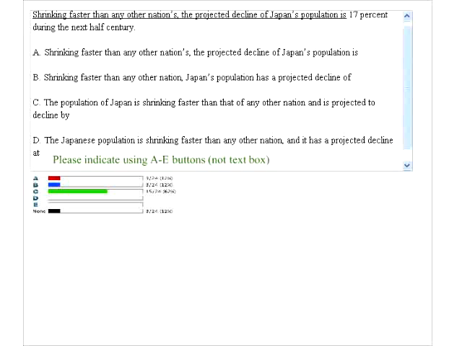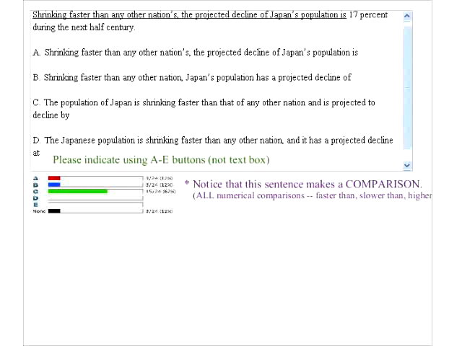Okay, so the first thing is to notice that this sentence makes a comparison. All the ones we're going to look at today make comparisons, but you've got to know when you are making a comparison in these sentences. Whenever you talk about any sort of faster, slower, as much as, twice as much, double, half, equal to, less than, greater than, faster than, higher than, shorter than, those are all what we call numerical comparisons. All numerical comparisons fall into this category. So I'm going to list some of those here again. Numerical comparisons, such as faster than, slower than, higher, lower, as much as, equal to, twice, half as much as, etc. fall into this group.